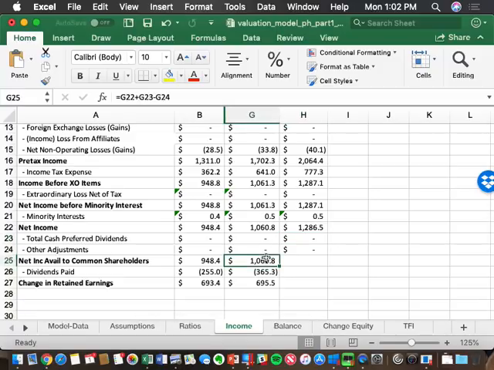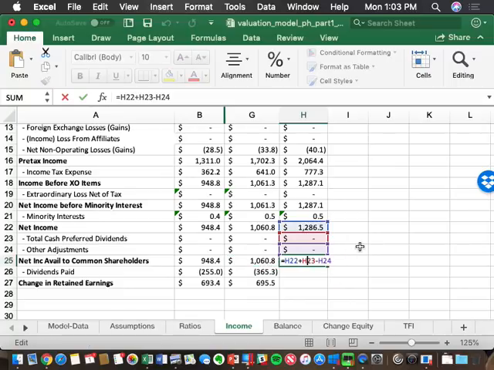Net income available to common shareholders. Take cell G25, copy it, and paste it over. Here's why. Normally, you would take net income, subtract cash preferred dividends, and subtract other adjustments to equity. But to actually make the model work, we have to add cash preferred dividends and then subtract other adjustments. And here's why. You can see on the next line.